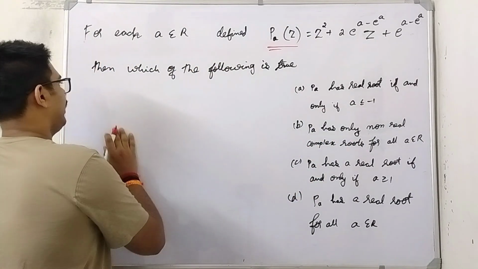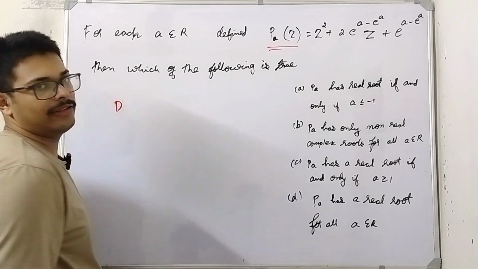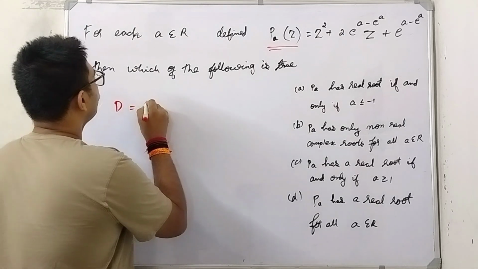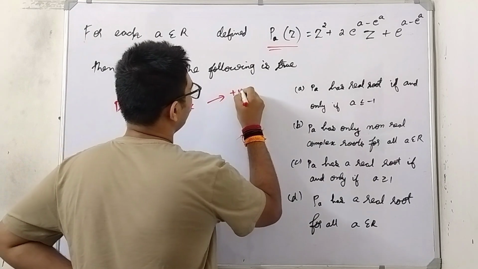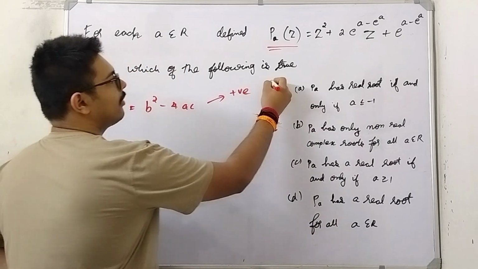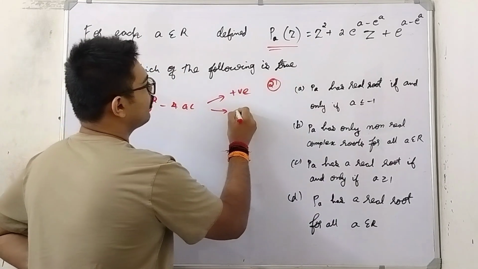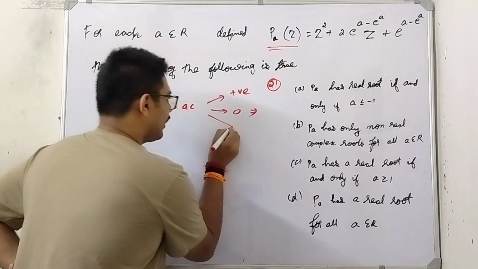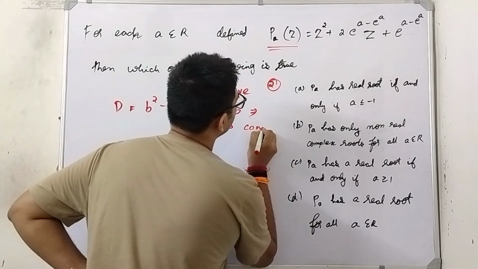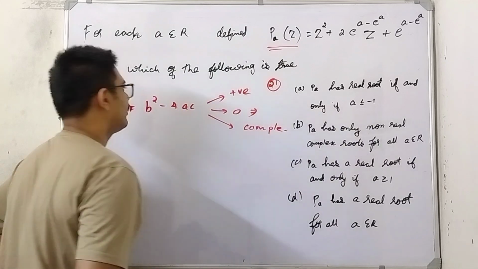The roots of the quadratic equation depend on the discriminant value d equal to b square minus 4ac. If b square minus 4ac is positive, means there are two distinct roots. If it is equal to 0, means there is a unique root, both roots are same. And if it is negative, means there are only complex roots. So what is the value of b square minus 4ac here?